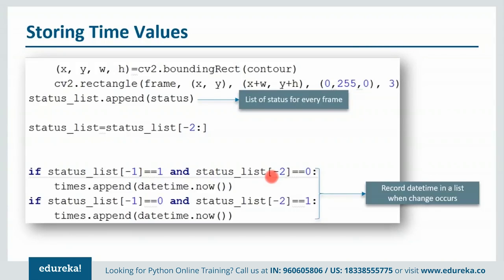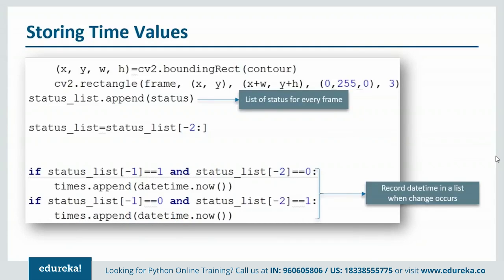So basically, the time at which the object has appeared will be stored here, again, which will be stored here. After that, if you notice the second conditional statement, it says that my last frame does not have anything, I mean, there's no object in front of the camera, but in my second last frame, there was an object. That means the object went off, right? So it will note that time as well, when the object was not there in front of the screen.